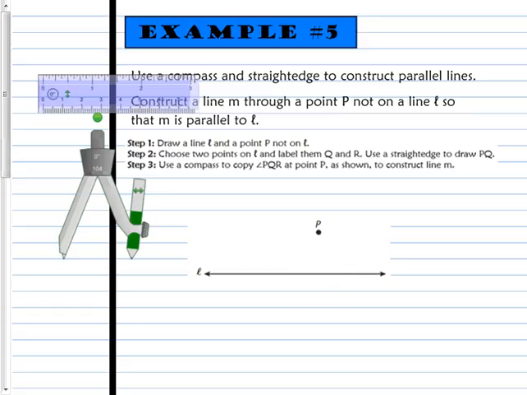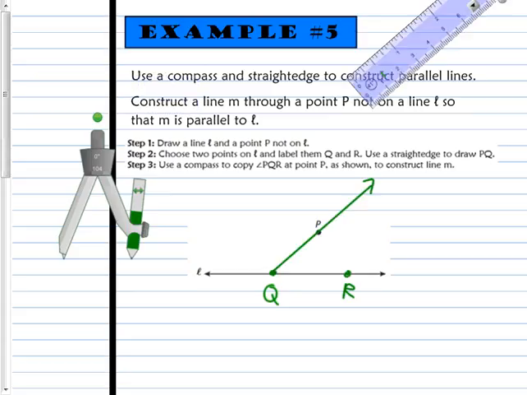And this is choose 2 points on L and label them Q and R. That means you get to put 2 points on the line wherever you'd like and label them Q and R. Go ahead and take a moment to do that. And at any point, if you need to pause the video and copy what I'm doing, please do. The next step says to use a straight edge to draw PQ. So I've got to connect P and Q. Okay, so I connected PQ.